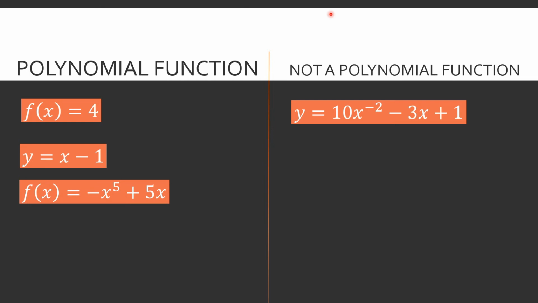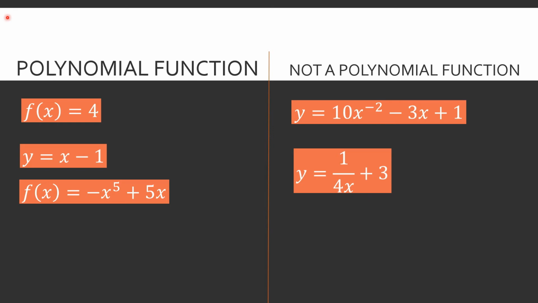Next, we have y is equal to 1 over 4x plus 3. Is this polynomial or not? It is not a polynomial function because x is located in the denominator. If we express this one in another form, the first term is the same as 1/4 x to the power of negative 1. Since it has a negative exponent, it is not a polynomial function.